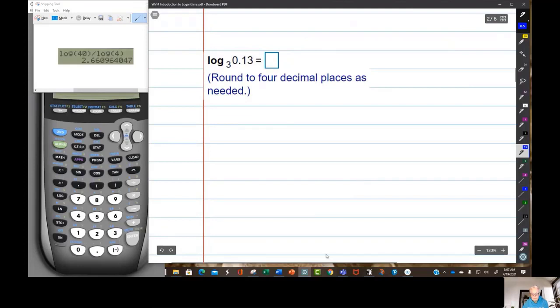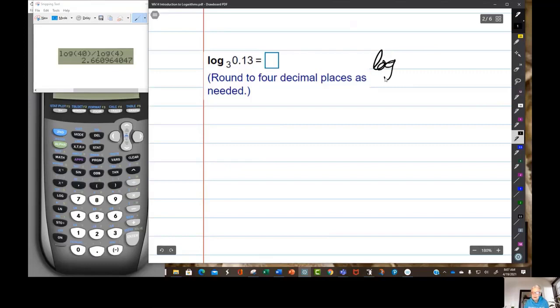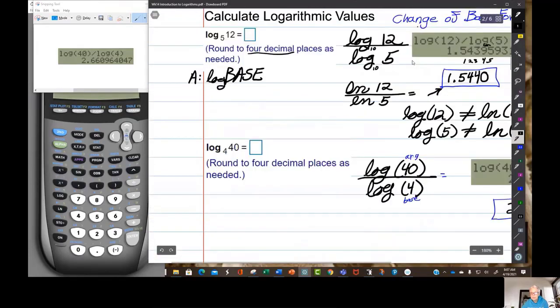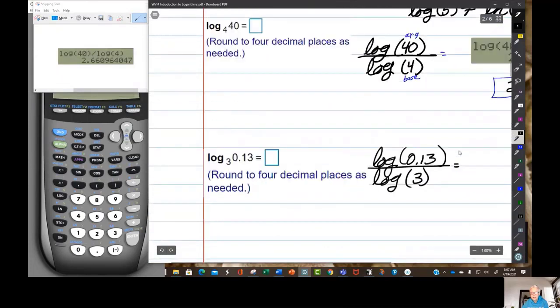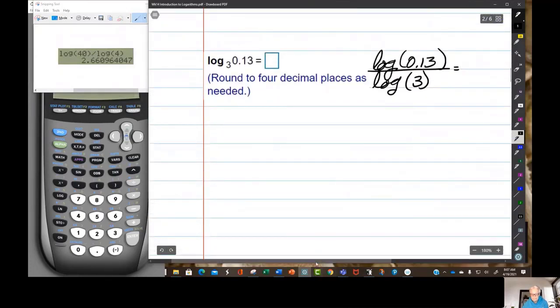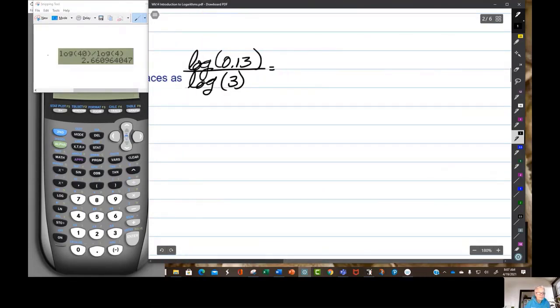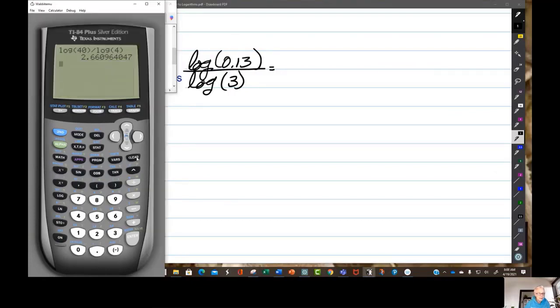And finally, log base 3 of 0.13. So I'll write that as, again, log 0.13 divided by log 3. Now, that's how I was taught to do it. That's how your calculator requires it. However, the book does not always use parentheses. Just like I didn't use parentheses here. My algebra teacher would have given me points off. But that's life. Okay, here we go, clear.